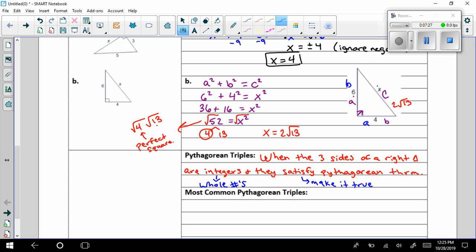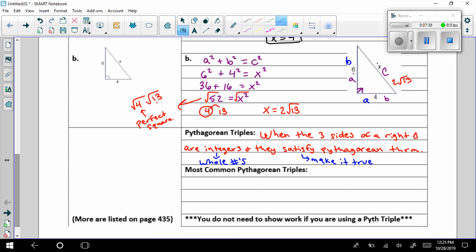So whole numbers that if you plugged into a squared plus b squared equals c squared, it would be true. The a squared and the b squared added together would be your c squared. So we have common Pythagorean triples used in construction and stuff like that. 3, 4, 5 is the most common one. You can multiply all of those by 2 and get 6, 8, 10. That is also a triple.